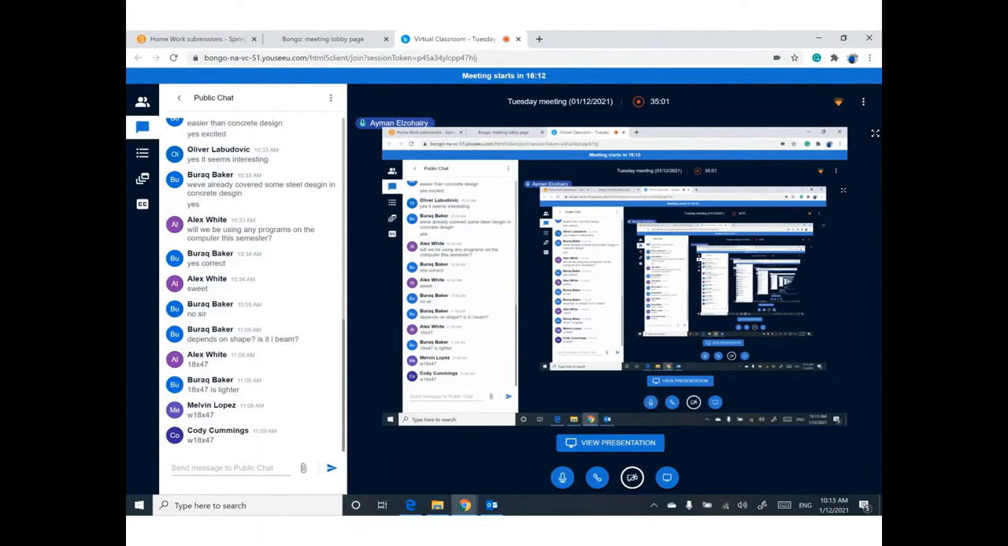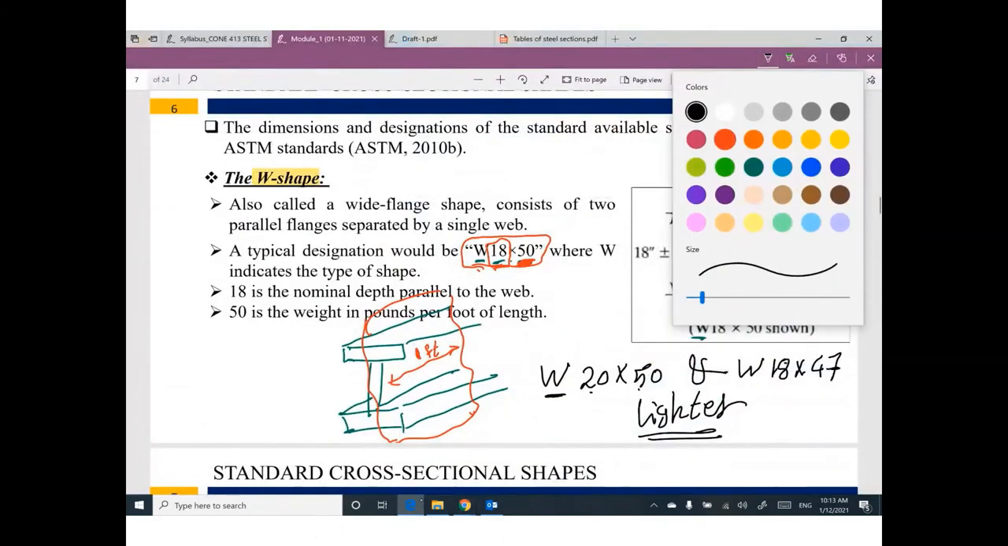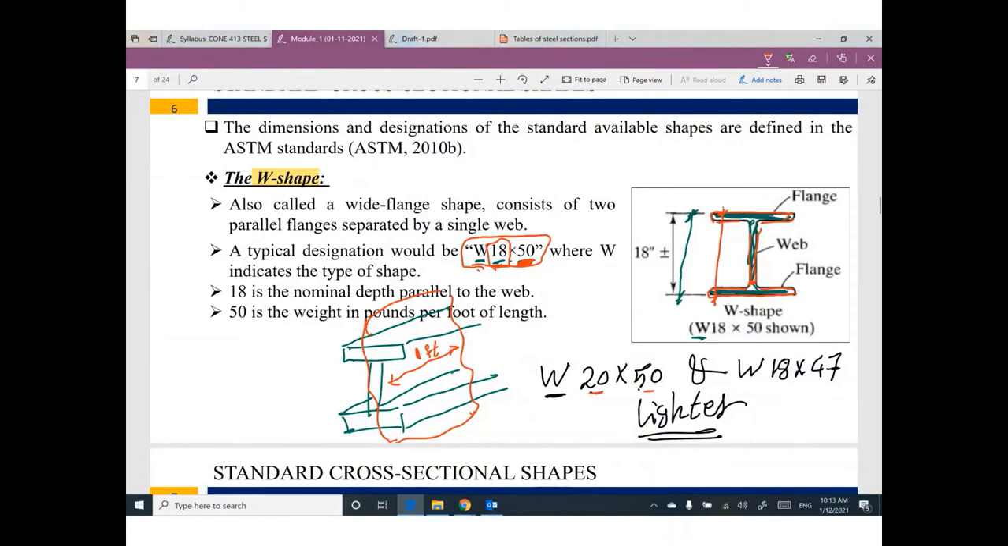Thank you, Cody. Yes. Guys, you have to understand, 20 times 50 means, I agree with you, 20 is the total depth. I don't care. 50 is the weight per unit length. So every 1 foot, we have a weight of 50 pounds. The other cross section, the depth is 18. That's fine. I don't care. But each 1 foot has a weight of 47 pounds. So which beam or which member or which cross section is lighter? This one.